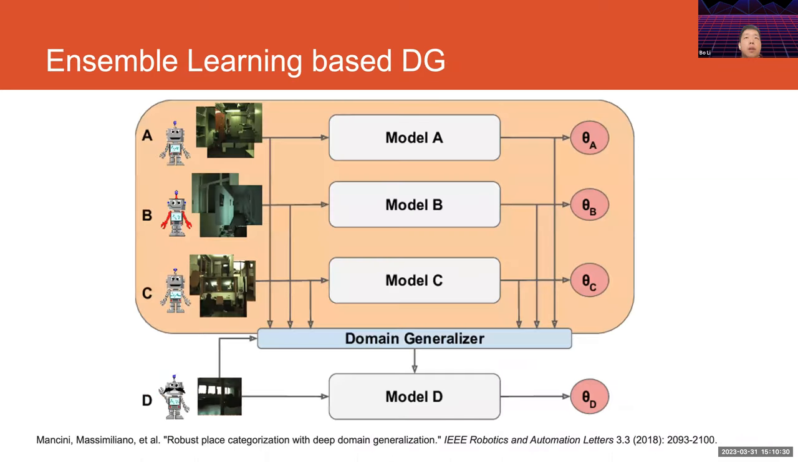Here is another category called ensemble learning based domain generalization. It basically aims at using different models of the same architecture to learn in different domains. They utilize a new network called a domain generalizer network to combine the models' predictions for the new domain. That's basically how it works in this category.